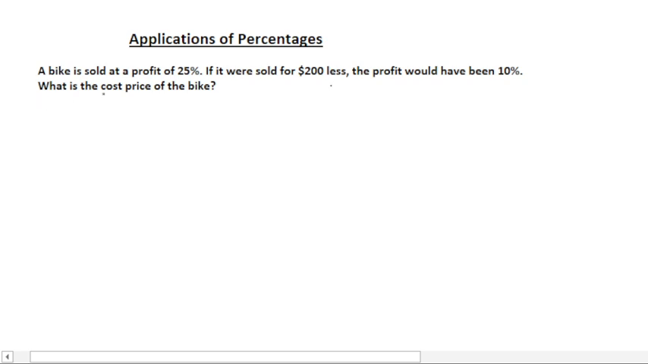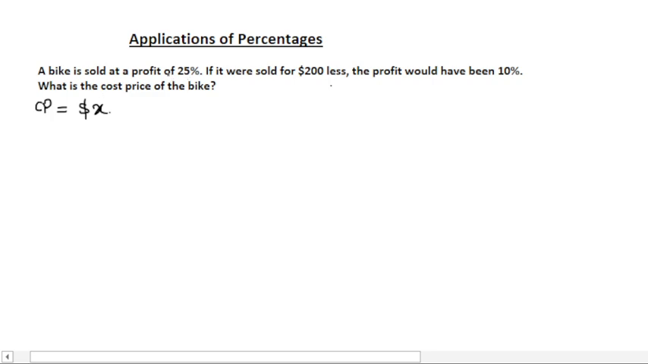So since the cost price is totally unknown, what we can do is we can start by assigning a variable for cost price. Say let the cost price of the bike be X dollars, and our aim in the end is to find the value of this CP, find the value of X. We start with the given information, and the information that is given to us is that the bike is sold at a profit of 25%.